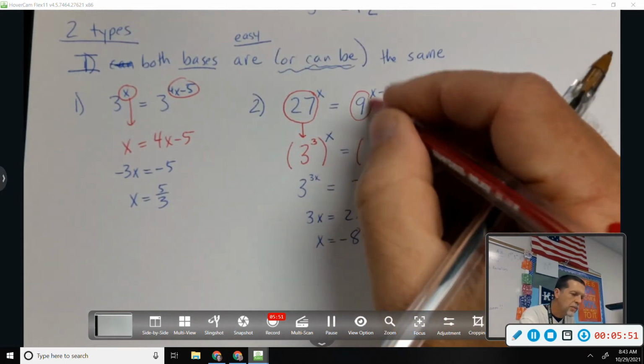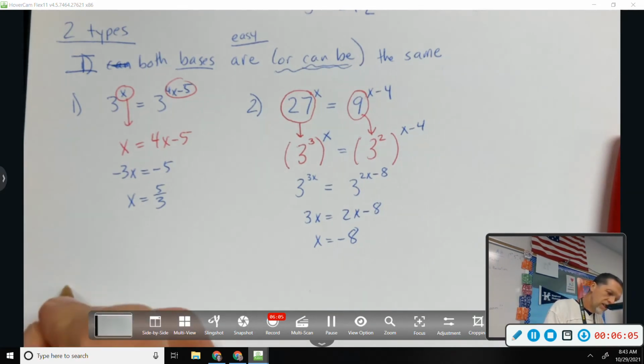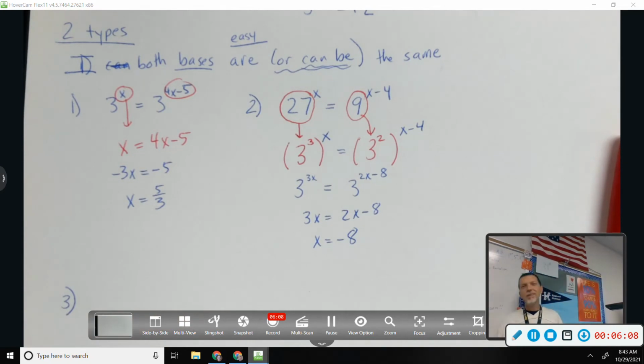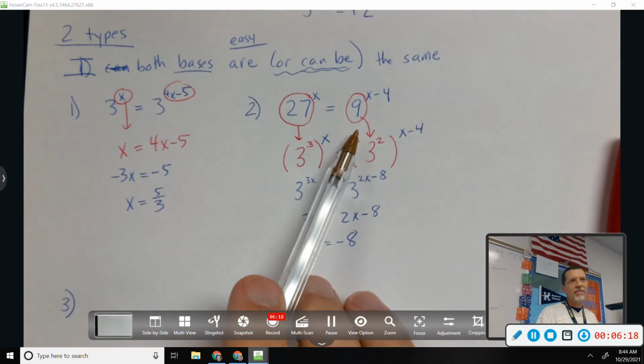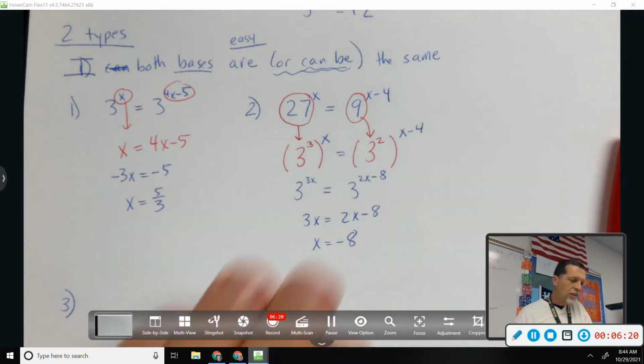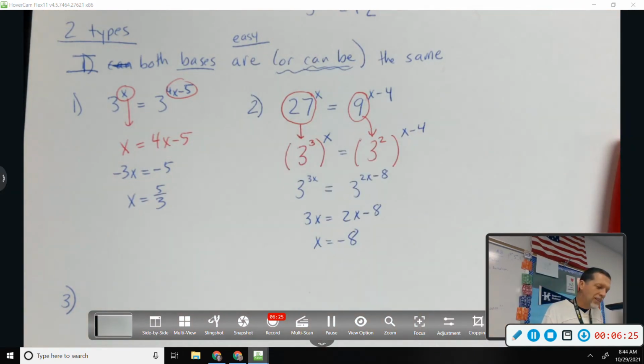So the can-be-the-same base is sometimes tricky because you've got to be able to figure out how to rewrite 27 or 81 or 16 as something else. But what if they don't work? That's type 2. If you can't do it, then you've got to switch. So this would be the easier way if you know your powers of 2's and 3's and 5's. If you don't know those powers, then you'd be stuck there and wondering what you're supposed to do. So if you know the powers, then it is the easy way.